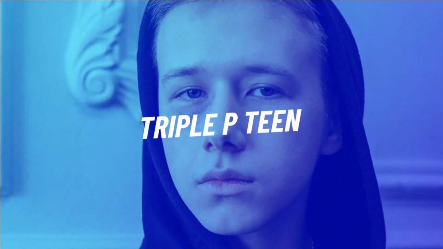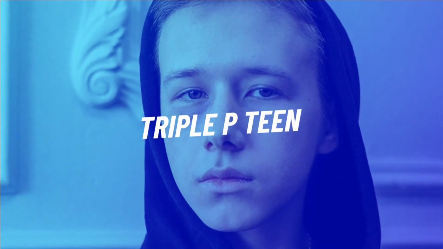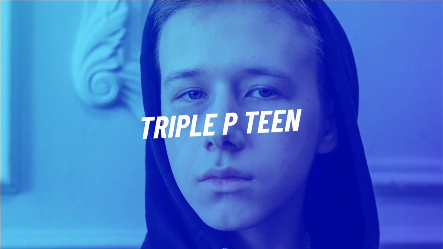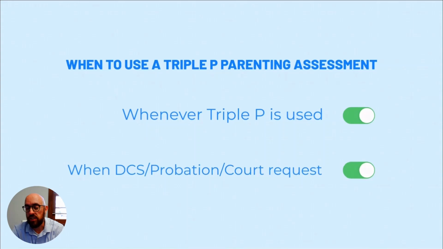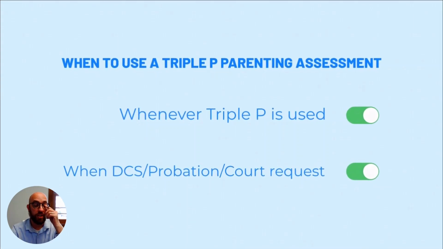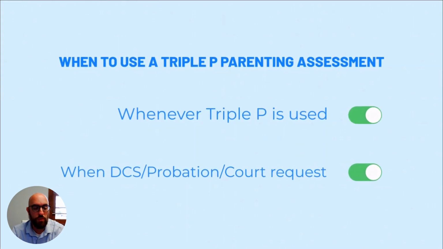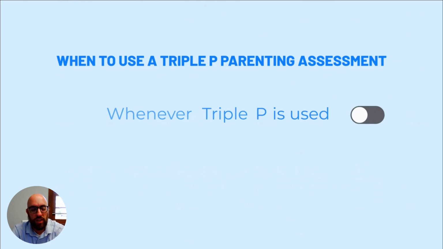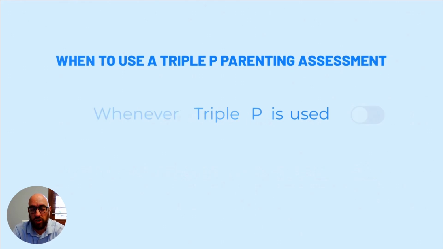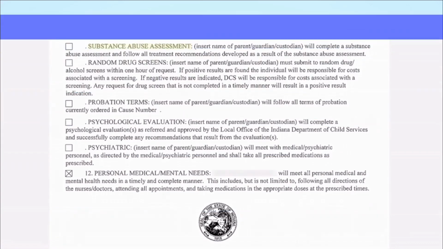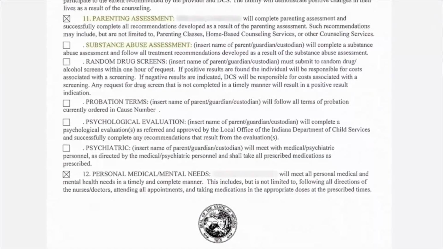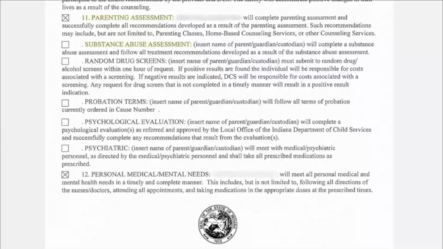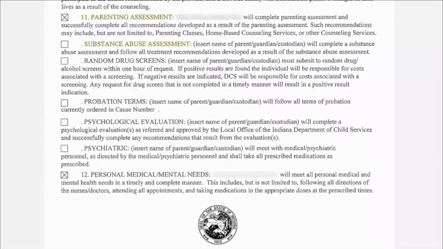The times to use this assessment would be pretty much any case when Triple P is used. You use this parenting assessment at the beginning and also at the end. And then another time would be when DCS, probation, or court request a parenting assessment. You would know this either from the referral or by viewing the DCS IA or informal adjustment plan. Here's an example of one. At the top, you can see the parenting assessment is highlighted. That is them asking for this specific parenting assessment, or I should say a parenting assessment.